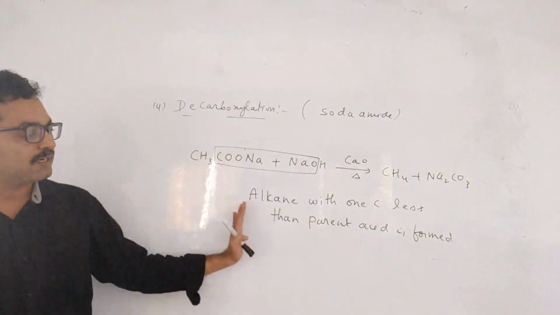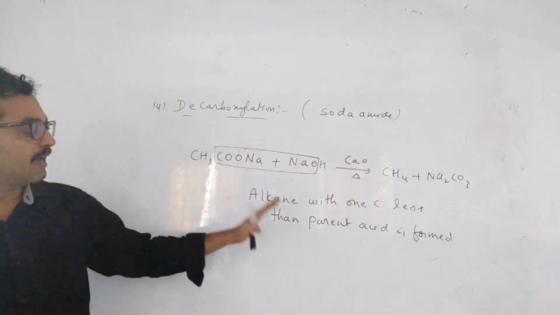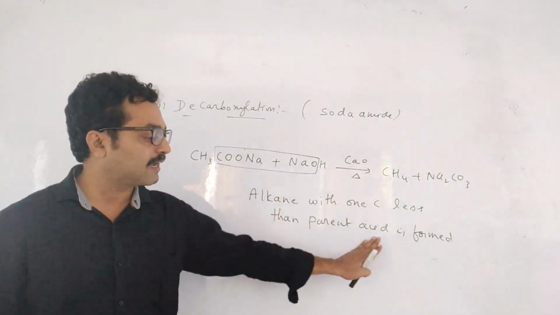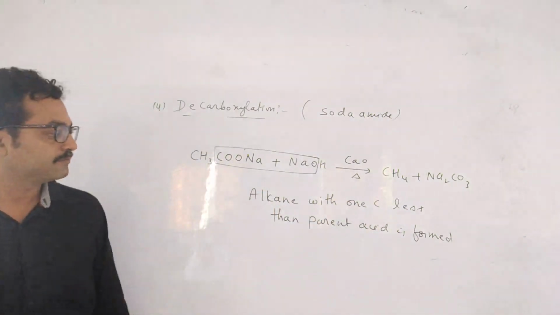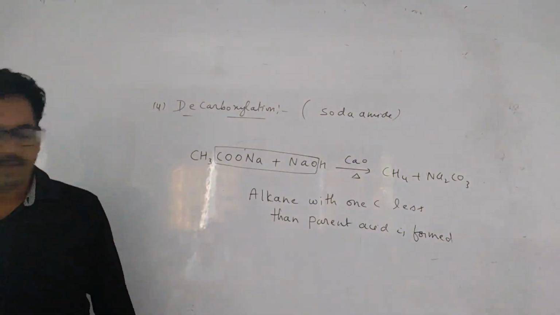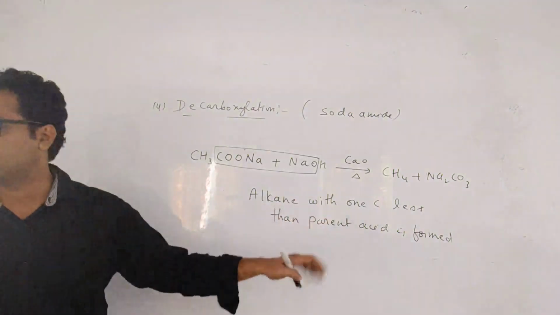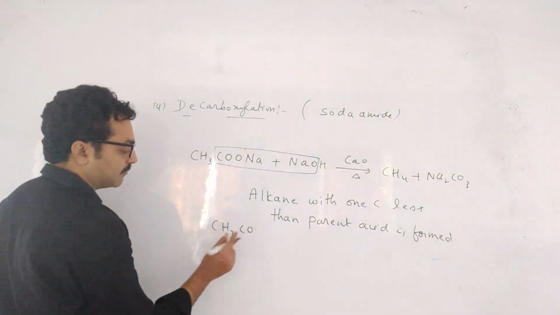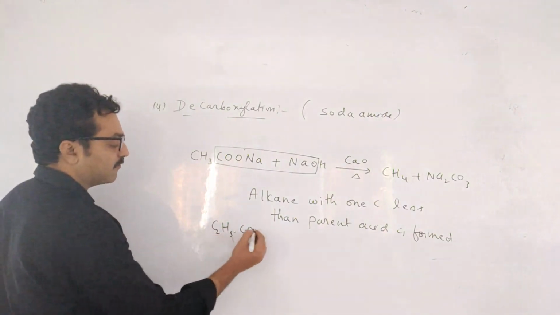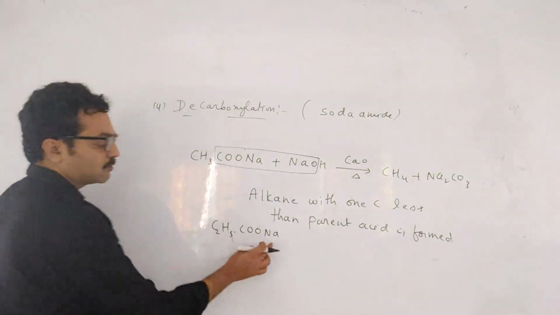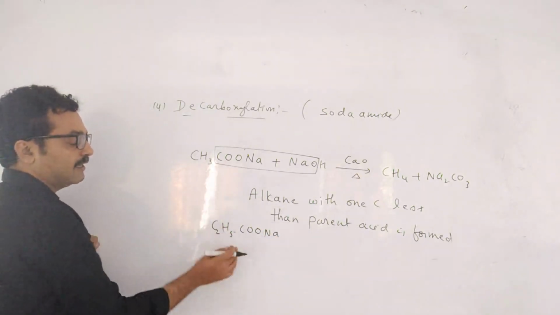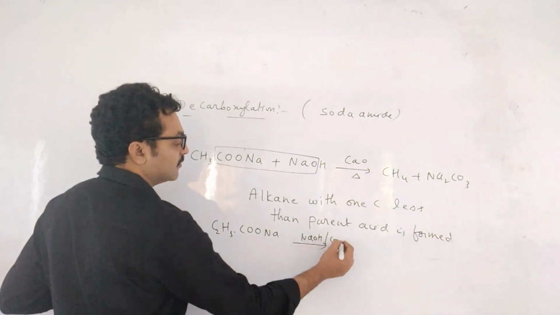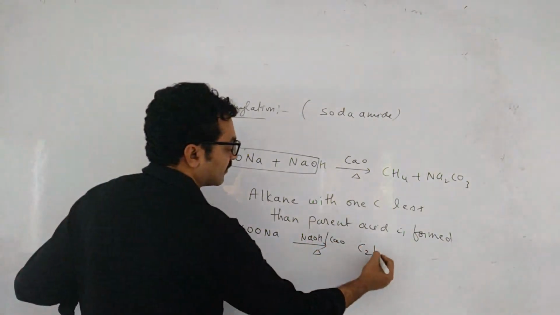So what is the important point here? In this method, alkanes are formed with one carbon atom less than the parent carboxylic acid. Suppose I have taken sodium acetate, that is CH3COONa. Then what is the product formed? Methane. Here, if you take sodium propanoate, then what is the product formed? Tell. You will get ethane, children.